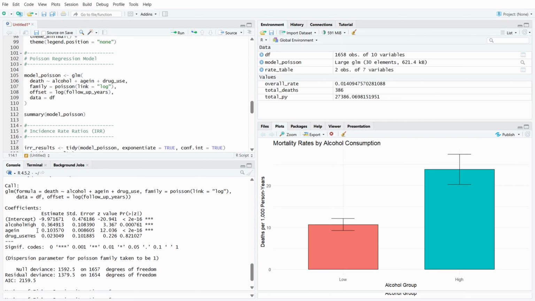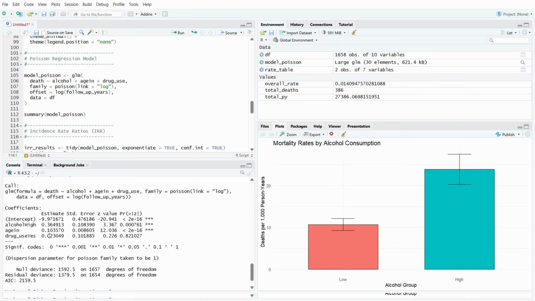Next, age at entry. The coefficient is about 0.104, and it's also highly significant. Exponentiating that gives us approximately 1.11. So for each 1 unit increase in age, likely 1 year, the death rate increases by about 11%. That's a strong and consistent effect.